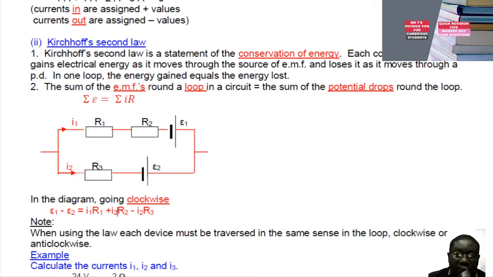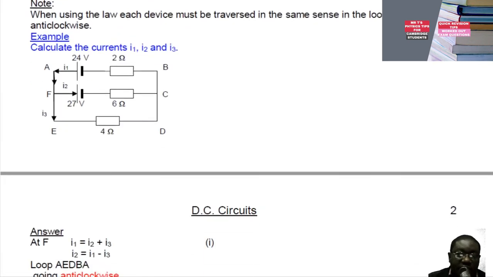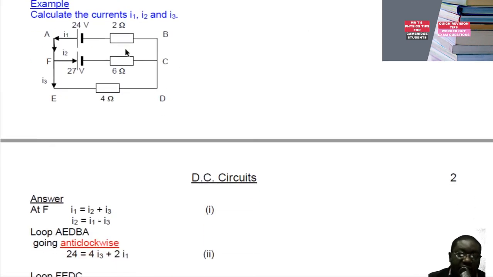Now let's look at the example that is given here. Calculate the currents I1, I2, and I3. Now again, we look at Kirchhoff's first law first. That is, it concerns current. So we have a junction here. So that's the junction that we have here. And we do have I1 there, I2, and I3.